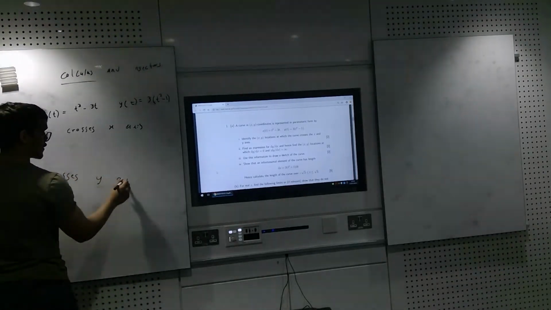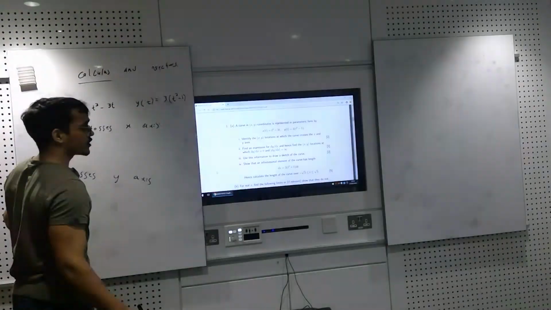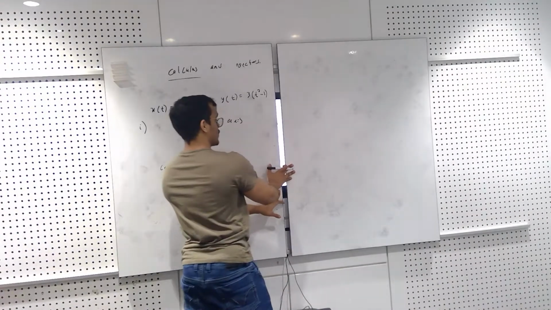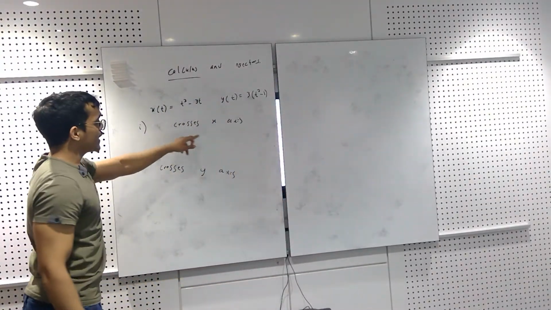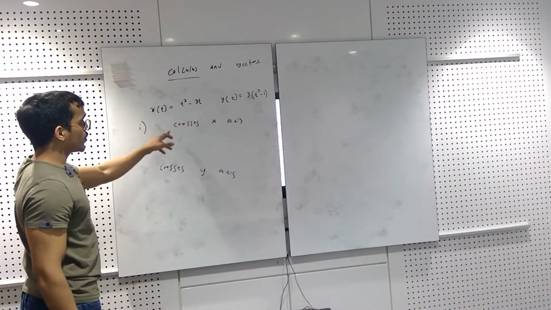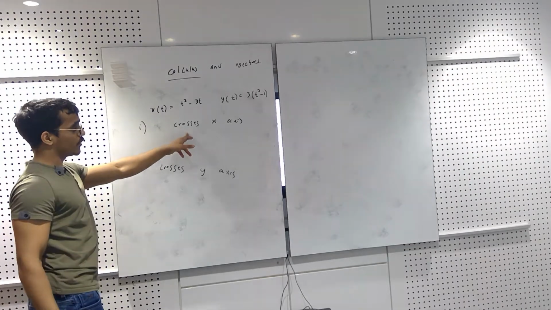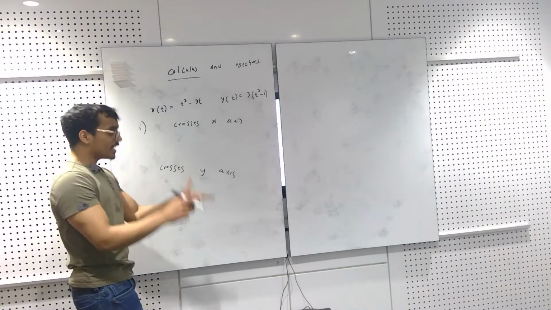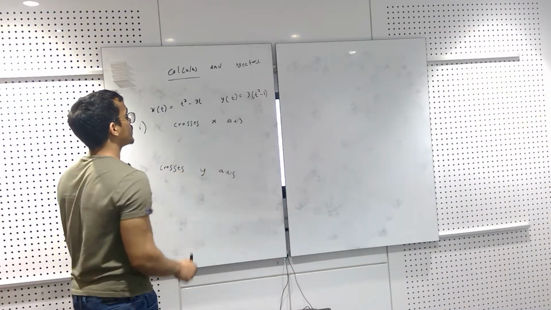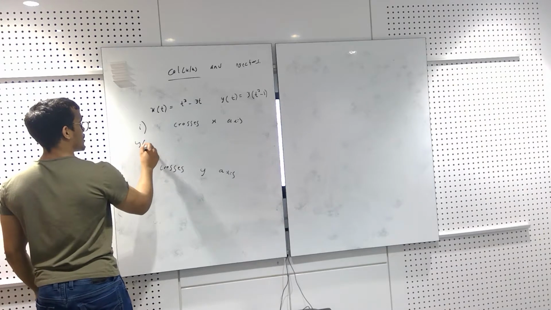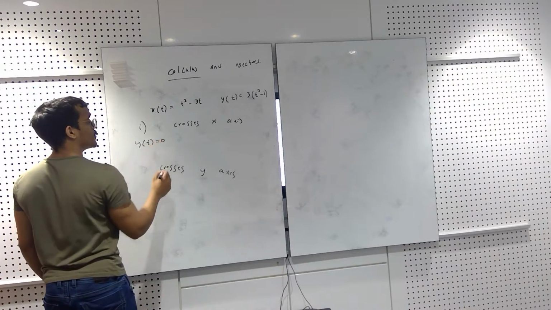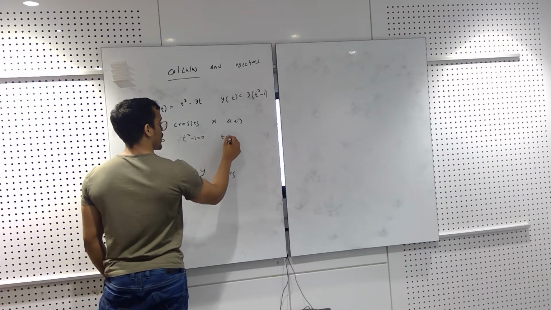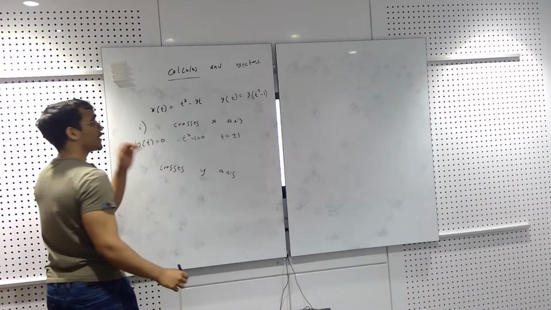I don't want to waste that much time on the first part. So, crosses the x axis. Whenever someone says cross the x axis, your first thing is to put y equal to 0. So y of t equal to 0. This means that t squared minus 1 is equal to 0, thus t is plus or minus 1.